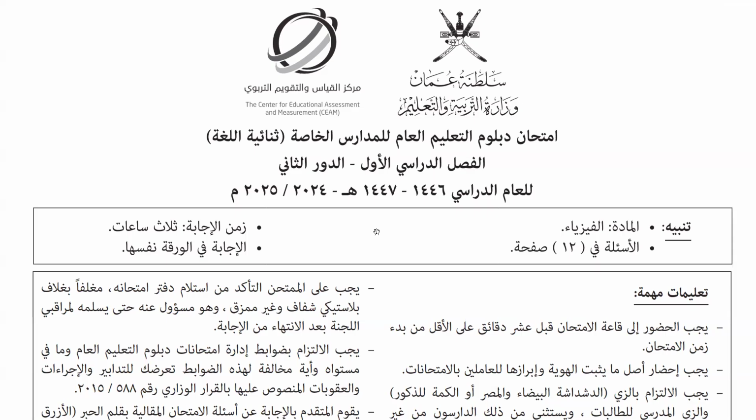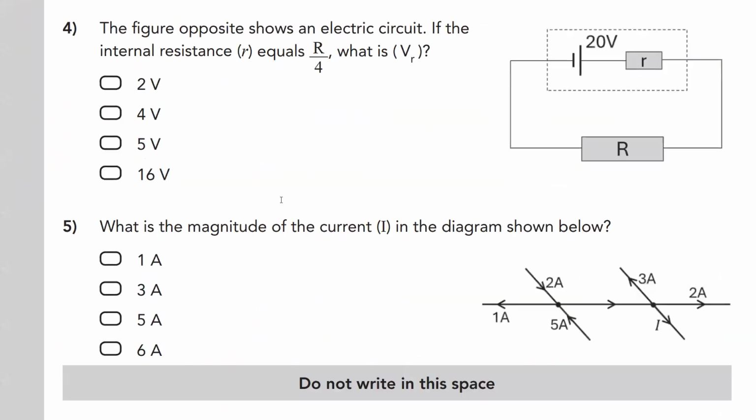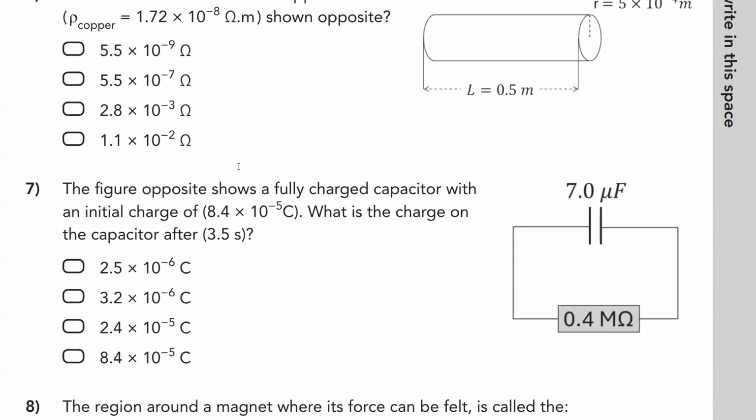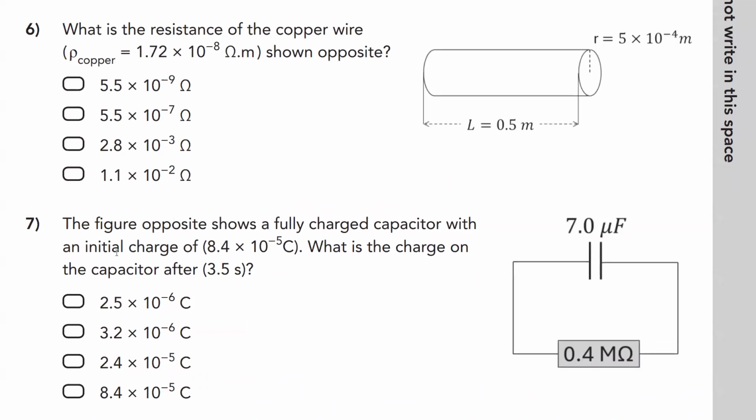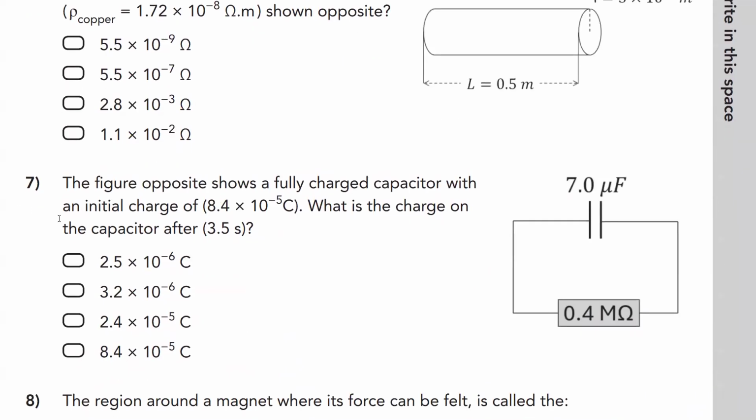Bismillahirrahmanirrahim. Dear students, today we continue to solve our past papers of the Ministry of Education, Oman, 2024-2025. Previously, we discussed the six multiple choice questions of this paper. Today we are solving question number 7. Without wasting our time, we have to move forward.